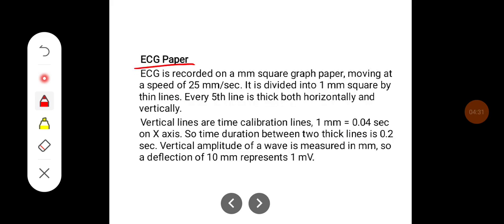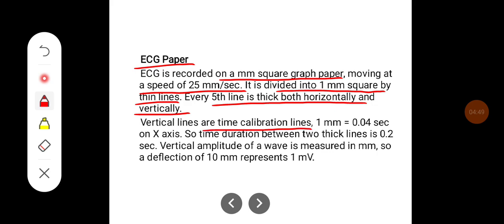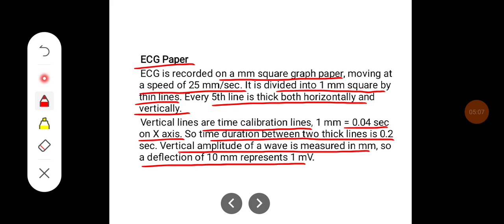ECG paper. ECG is recorded on millimeter square graph paper moving at a speed of 25 millimeters per second. It is divided into 1 millimeter square by thin lines. Every fifth line is thick both horizontally and vertically. Vertical lines are time calibrations, that is 1 millimeter is equal to 0.04 seconds on x-axis. So time duration between two thick lines is 0.2 second, and vertical amplitude of wave is measured in millimeters. So a deflection of 10 millimeter represents 1 millivolt.